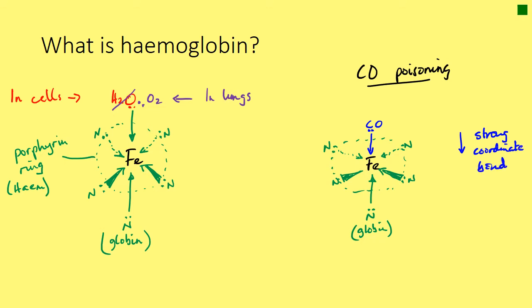So because that coordinate bond is so strong, what that means is that oxygen can't bind to that iron, and therefore can't be transported around the body. And so that will lead to things like dizziness or even death because of oxygen starvation, because your carbon monoxide molecule is blocking out the space that wants to be occupied by the oxygen molecule. So there you have it, there's carbon monoxide poisoning, and that, I hope, explains what hemoglobin is and also how oxygen is transported around the body.